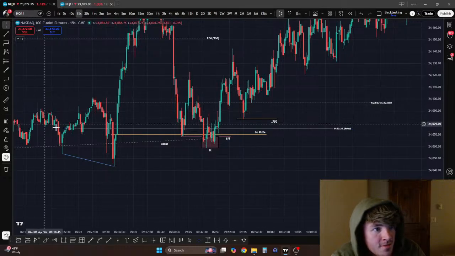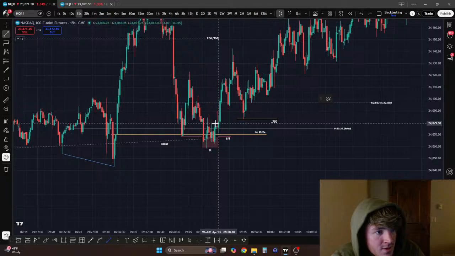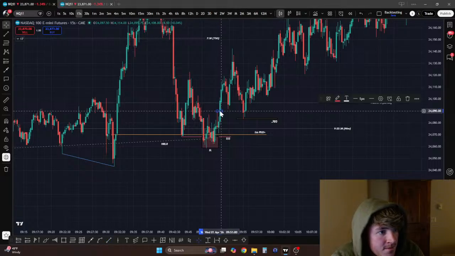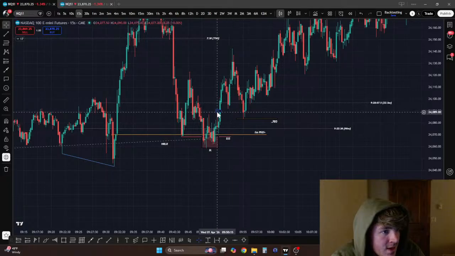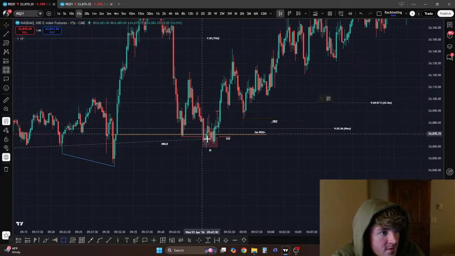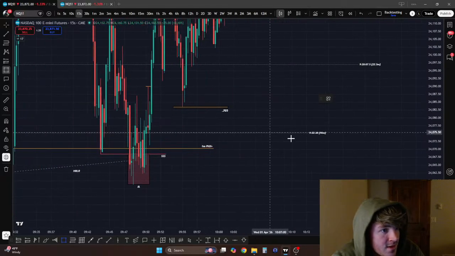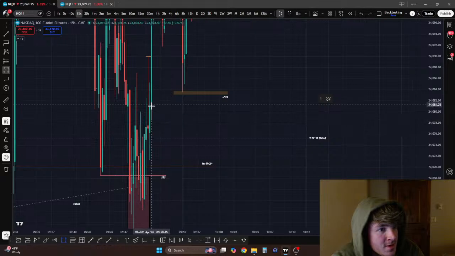Okay. Displacement higher. Breaking all these highs. Breaking this high. Breaking this high. Breaking this high. And then, yeah, we break all those highs. And then what? Fair value gap, right? Fair value gap. We probably want to include the volume imbalance here.